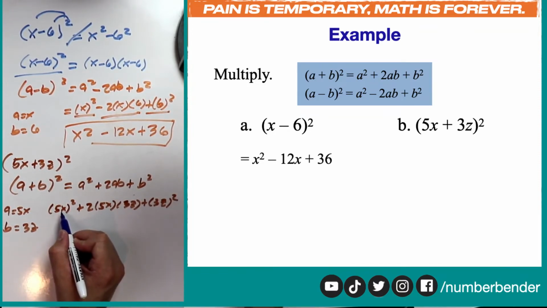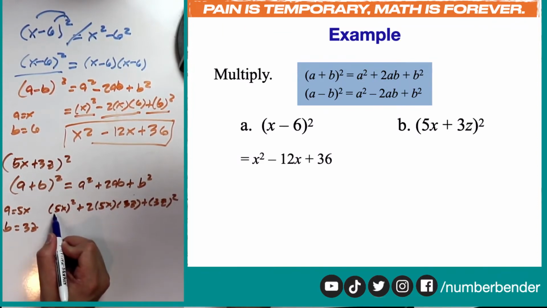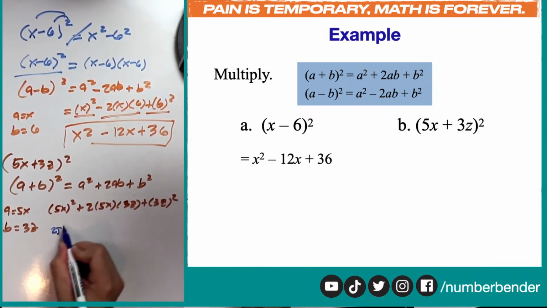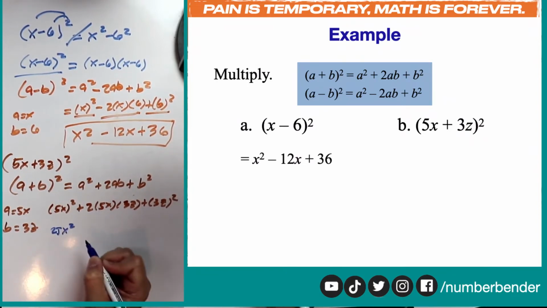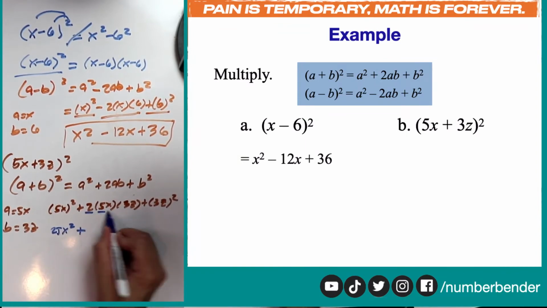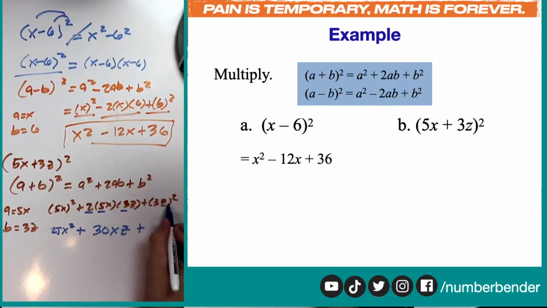And the common error that most students make when we square terms like this is they forget that they need to square the numerical coefficient as well. So 5 squared is equal to 25. And x squared is equal to x squared. So this is the correct square of 5x, plus 2 times 5 times 3. 2 times 5 is equal to 10, times 3 is 30. So we have 30xz plus the square of 3, which is 9. And the square of z is z squared.